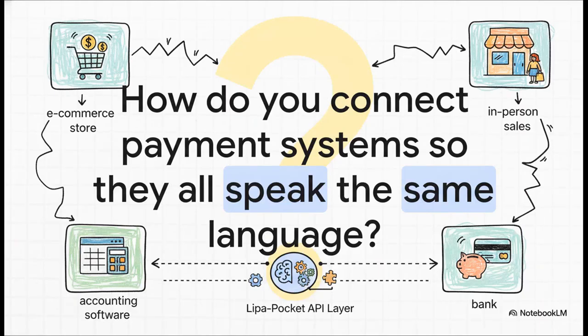I mean, think about the chaos most businesses are dealing with, right? Your website's payment system doesn't talk to the terminal in your physical store. Your sales data is over here, your accounting software's over there, and your bank is in its own little world. It's just a total mess of disconnected systems. So the real question is, how do you get all these different pieces to finally speak the same language?